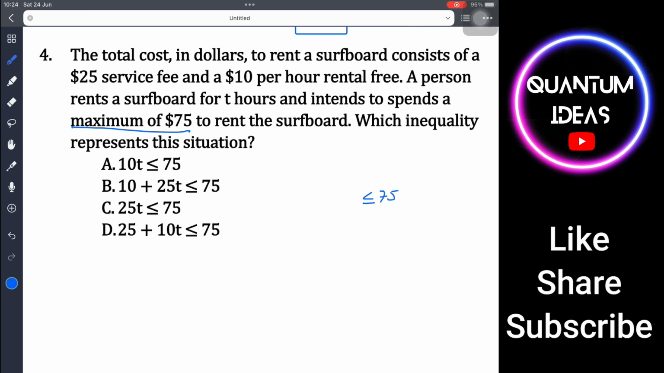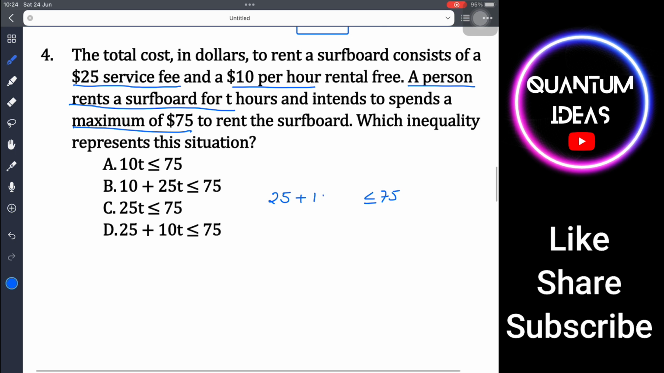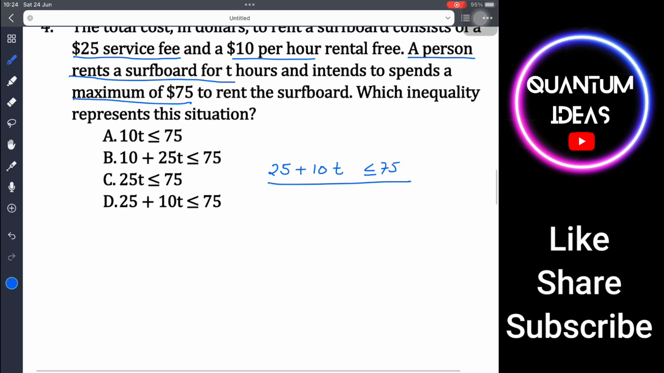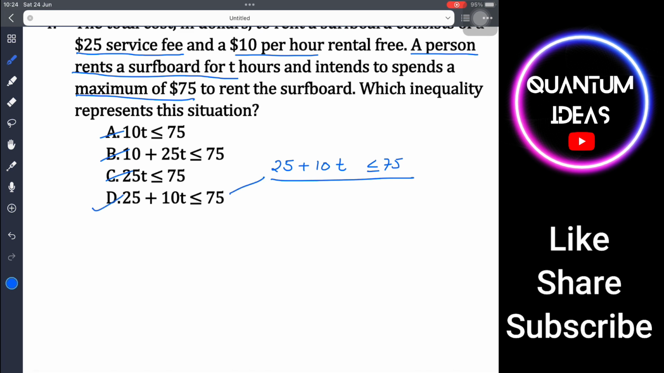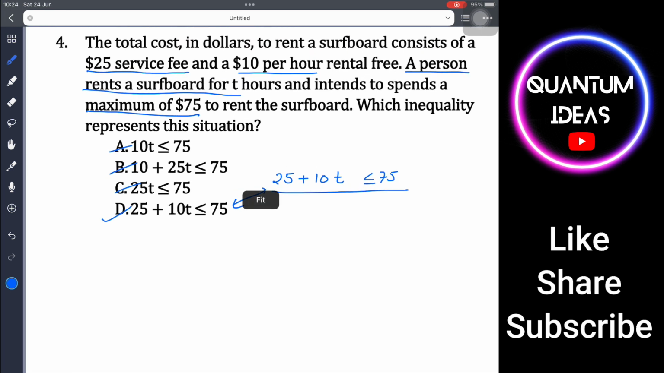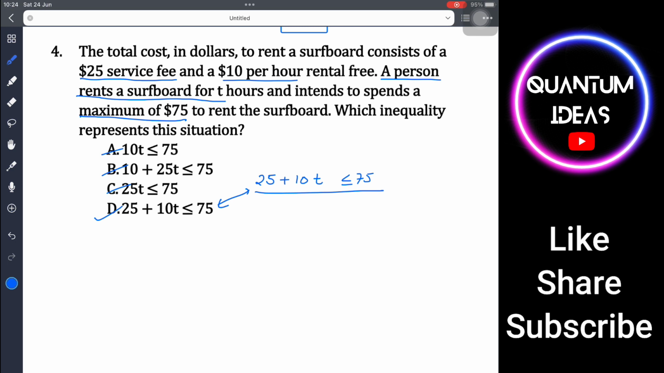Okay, so the total rent of the surfboard has a $25 service fee. The $25 service fee is fixed, plus a person rents a surfboard for 30 hours, and per hour it is $10. That means for t hours it will cost 10t. So this is your inequality. Check the answers: A is not, B is also not, C not, so D is the one. So this linear inequality is one of the easiest questions.